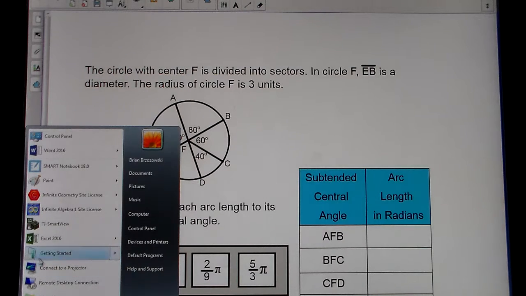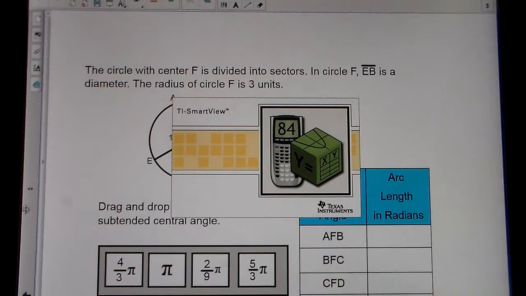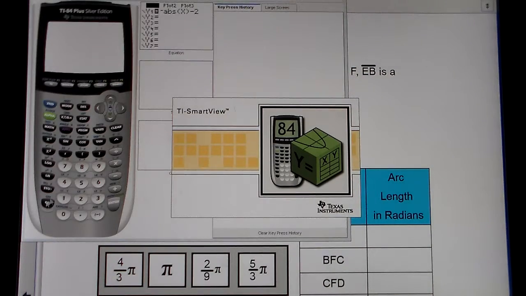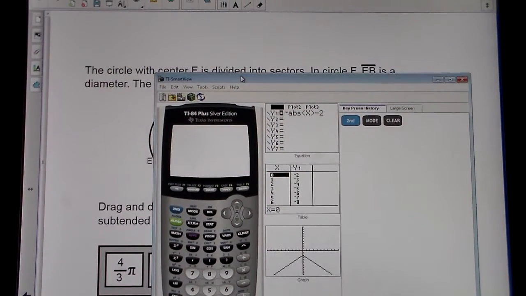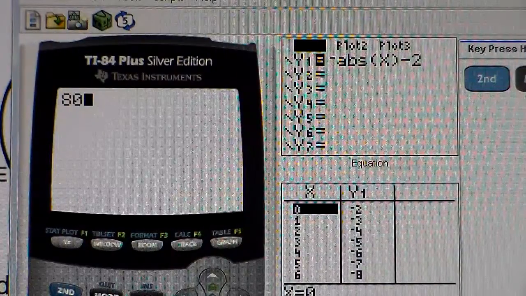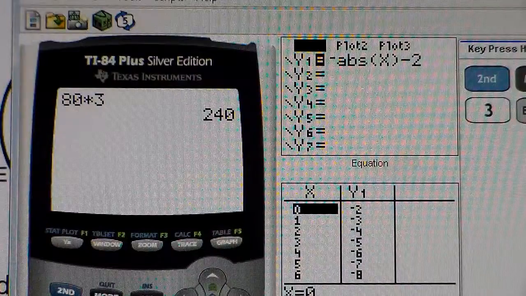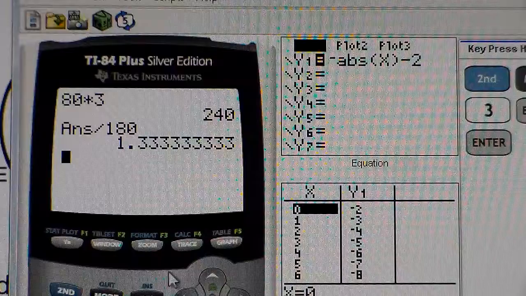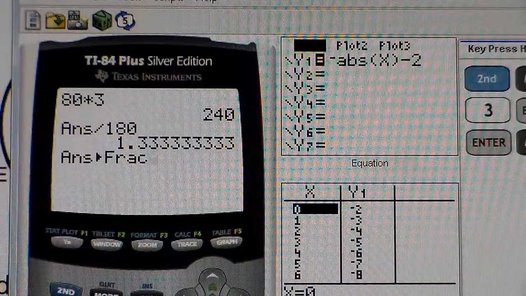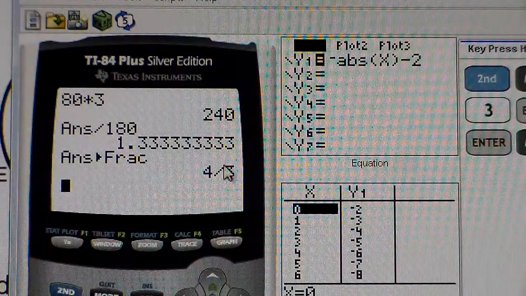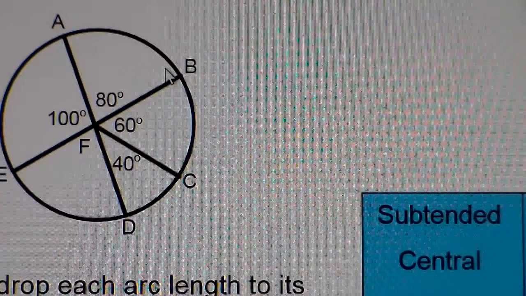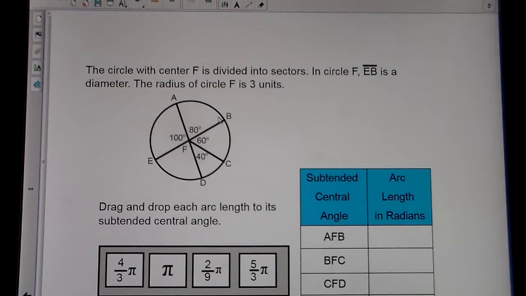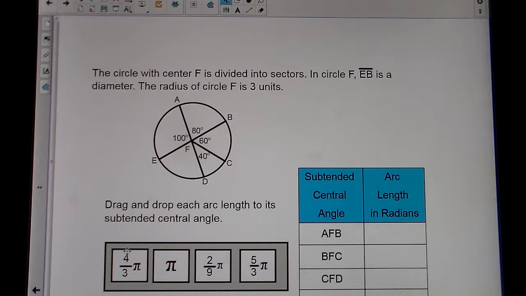So let's bring up a graphing calculator, because it's easiest to do things on a graphing calculator. So we have 80 degrees, and 3 units is the radius. So second quit, clear it, and let's zoom in here. So we do 80, because it's 80 degrees, times 3, enter, divided by 180. Then we get a crazy decimal, and to change that decimal into a fraction, we hit math, 1, enter. So we got 4/3, and then we put the pi at the end, so it's 4/3 pi. So 80 degrees, or AFB, is going to be 4/3 pi, which is the first option.